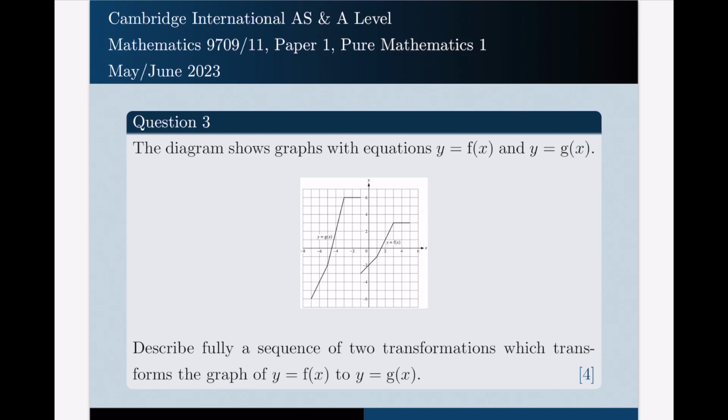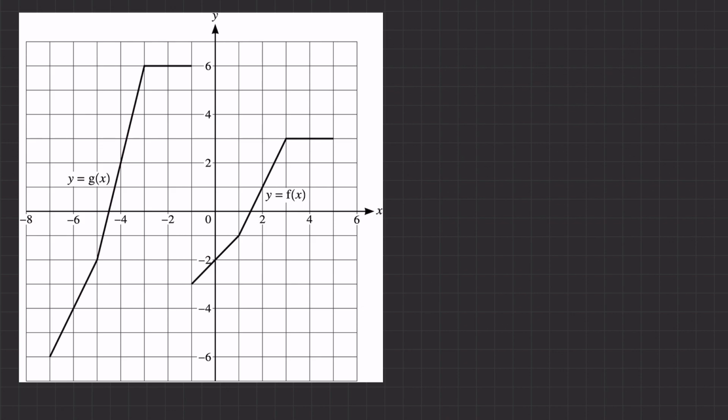It would be a good idea if you pause the video at this point and try to solve the problem yourself first. Okay, now let us see what we can do here.